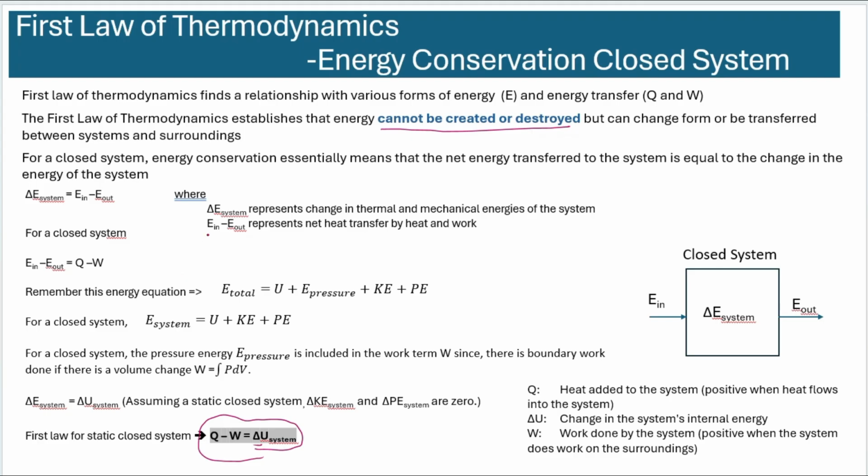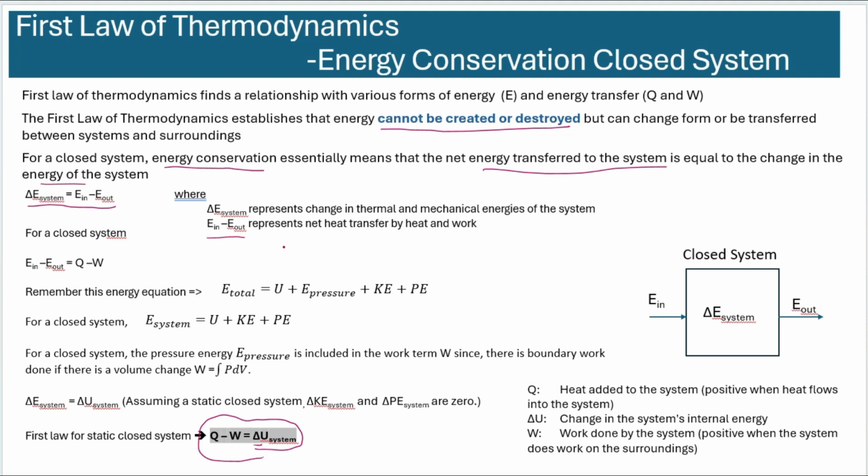For a closed system, this energy conservation law, or first law of thermodynamics, essentially means that the net energy transferred to the system is equal to the change in energy of the system. So in a closed system, there is no mass going in or out, but energy can go in and energy can go out. So the net energy that is going in is equal to the change in the energy of the system. So nothing but this: delta E system is E in minus E out.